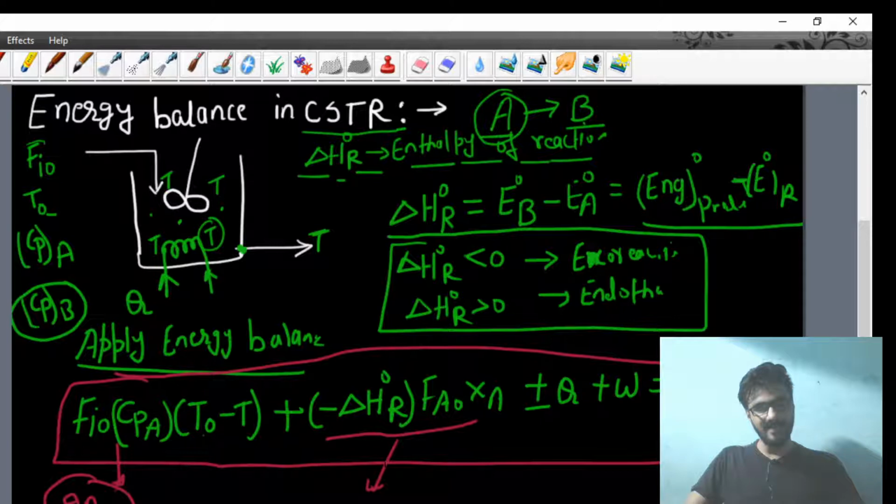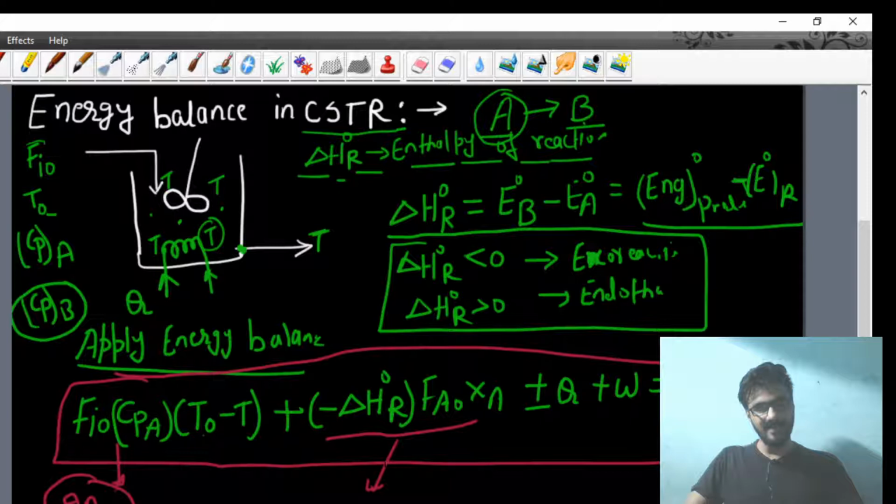Now try to understand. The unit of these things is joule per mole. Means if 1 mole of A is getting converted into product, then delta H naught of R amount of energy will get exchanged. So if Fa naught Xa amount of reactant is getting converted into product B, then the amount of energy required is delta H naught of R into Fa naught Xa. I think it's very clear to all of you.